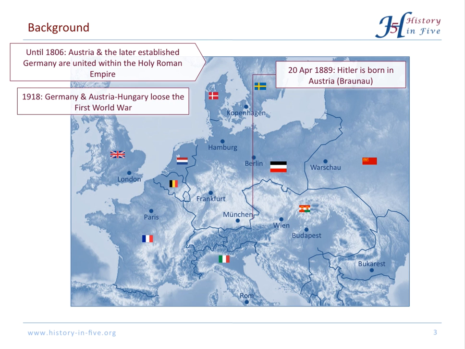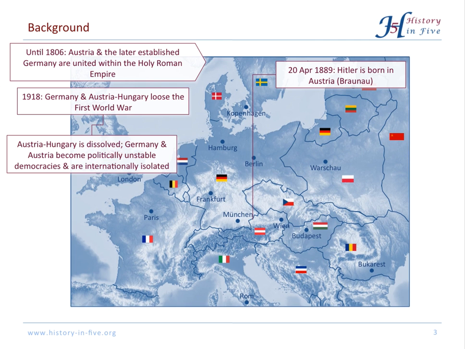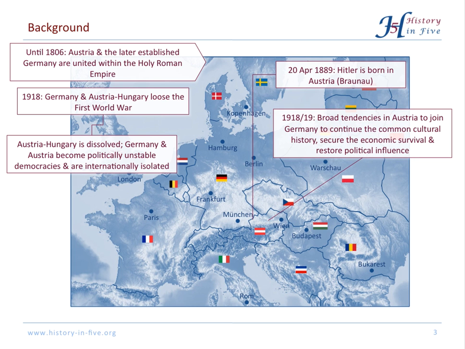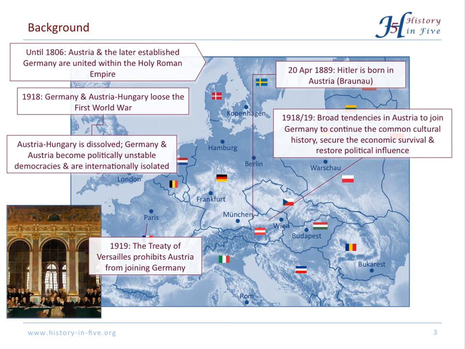Germany and the monarchy of Austria-Hungary lost the First World War, and that should change the European map dramatically. Austria-Hungary was dissolved, and both countries, Germany and Austria, became politically unstable democracies which were internationally isolated. Perhaps it's not too much of a surprise that the majority of the Austrian population wanted to join Germany. But that was not allowed because of the Treaty of Versailles.